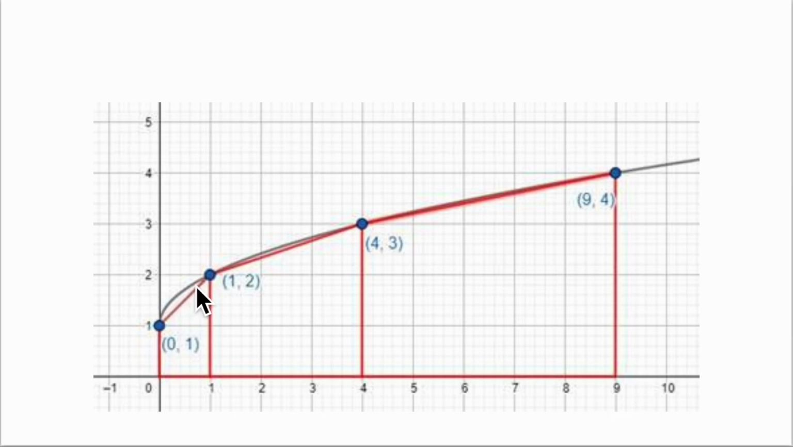We have trapezoids, so we know it's a trapezoidal rule. But the widths of the subintervals are different. Now, you're not going to have to make this up. The question is going to tell you the subintervals to use. But the second most common mistake is not to realize that the widths of the subintervals are different. So here, look, this width is 1. This width is 3. This width is 4 to 9, which is 5.